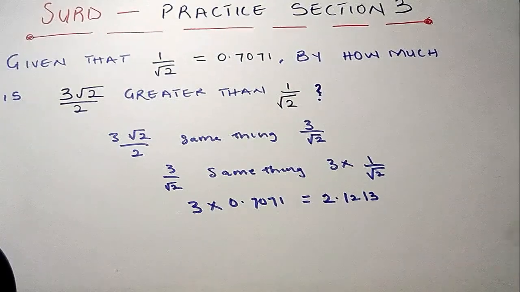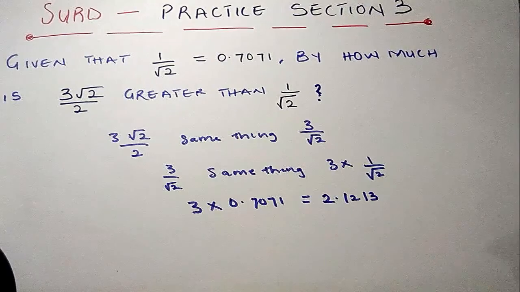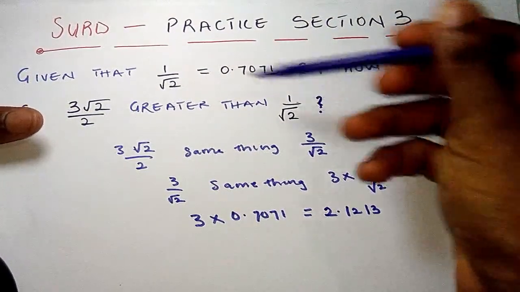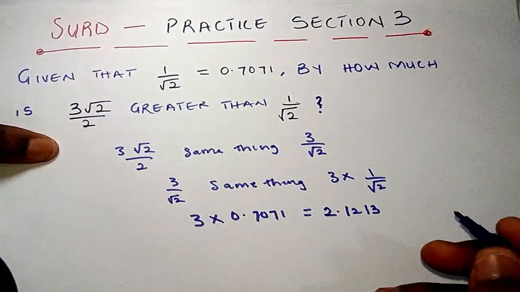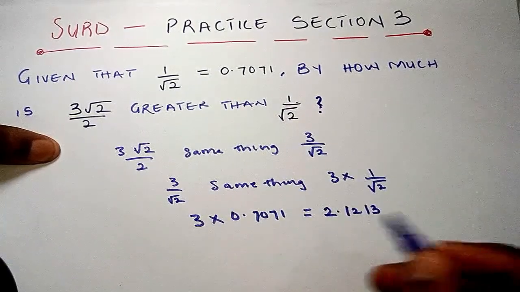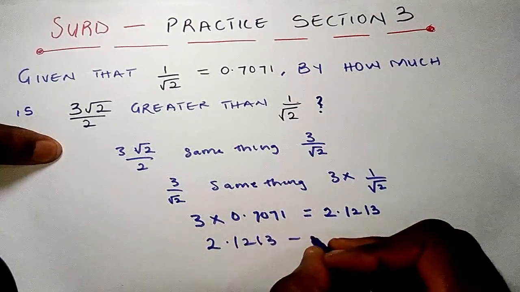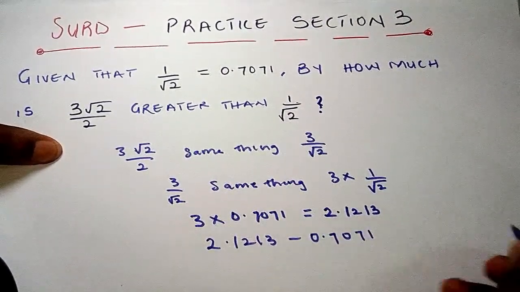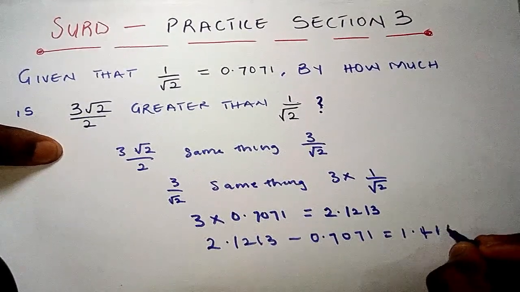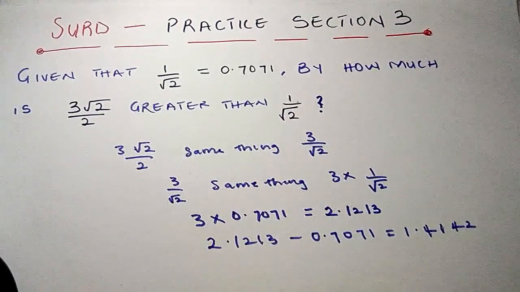So now, once you've gotten to this point, you found the value of 3 root 2 over 2. But the question is different. It says, by how much is 3 root 2 over 2 greater than 1 over root 2? Now, all you just need to do is to remove the value of this from this. So the value of 1 over root 2 is 0.7071, and the value of 3 root 2 over 2 is 2.1213. So we're going to have 2.1213 minus 0.7071, which is going to give us 1.4142. So this is by how much 3 root 2 over 2 is greater than 1 over root 2.